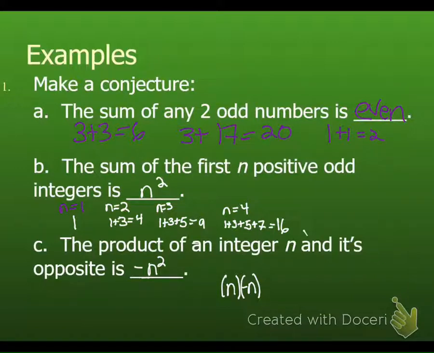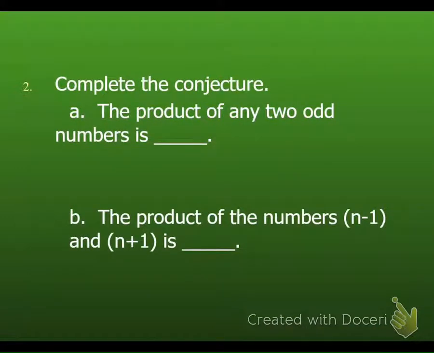Okay, so this is A through C on question number 1. Do you guys have any questions at this point? So then the next one is to complete the conjecture. The product of any two odd numbers is blank. What does the word product mean? Multiply. Sorry, Deborah, you're all about it. But don't worry, you're going to go to you next. So this means multiply.